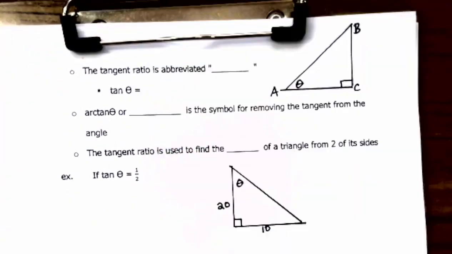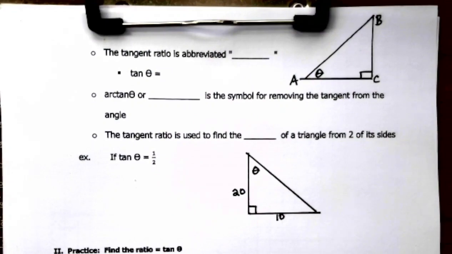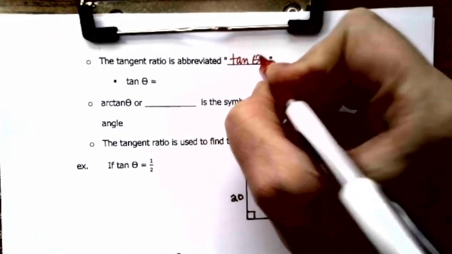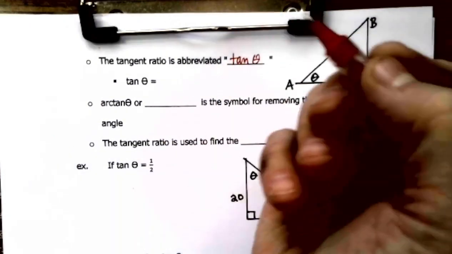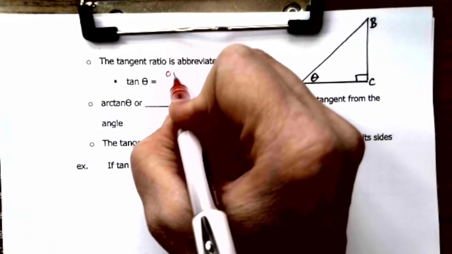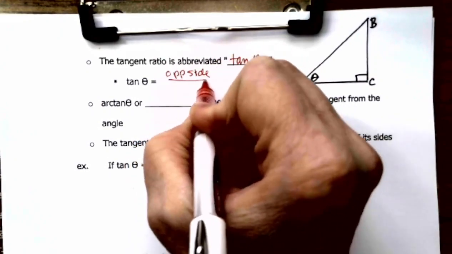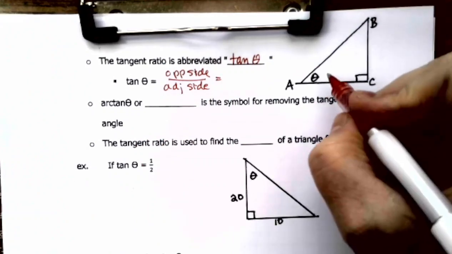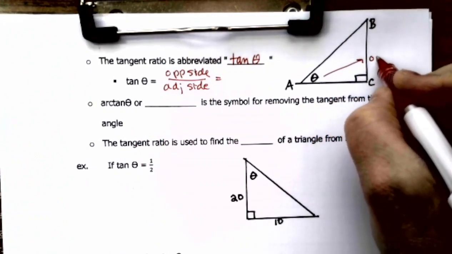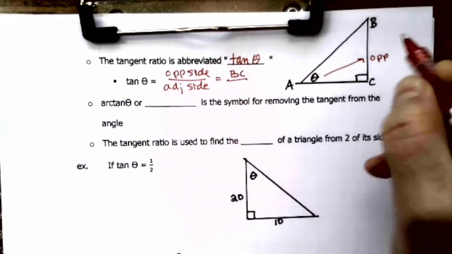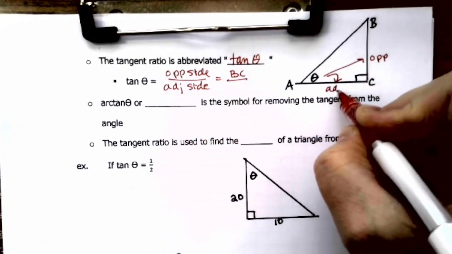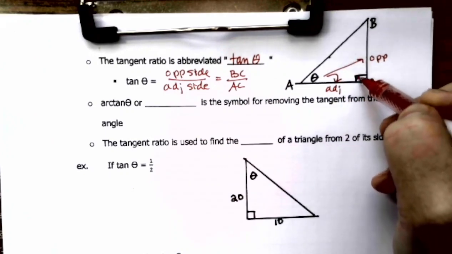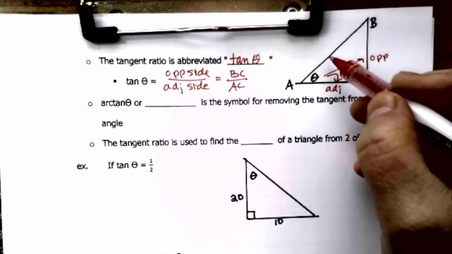All right, continuing on for tangent. The tangent ratio can be abbreviated TAN and then theta, tan of theta. Again, tangent of theta is equal to the opposite side of the triangle over the adjacent side. Now in this triangle, here's our theta. Our opposite side is BC, and then our adjacent side is AC. It can't be this one because this side is opposite the 90, and that's the hypotenuse.